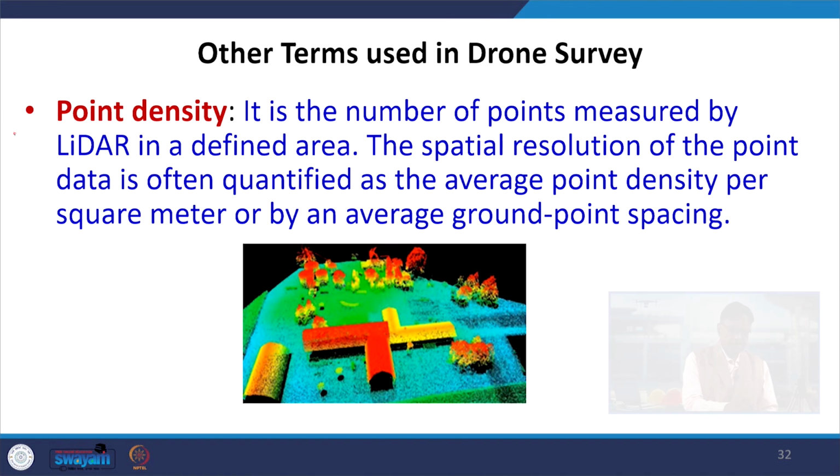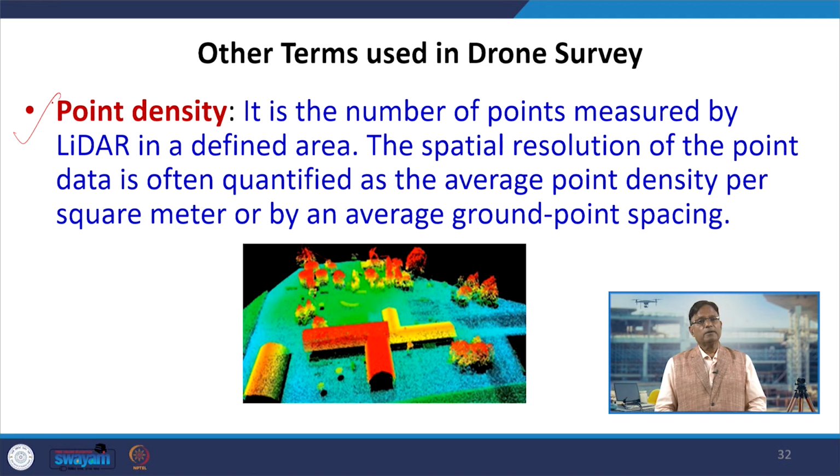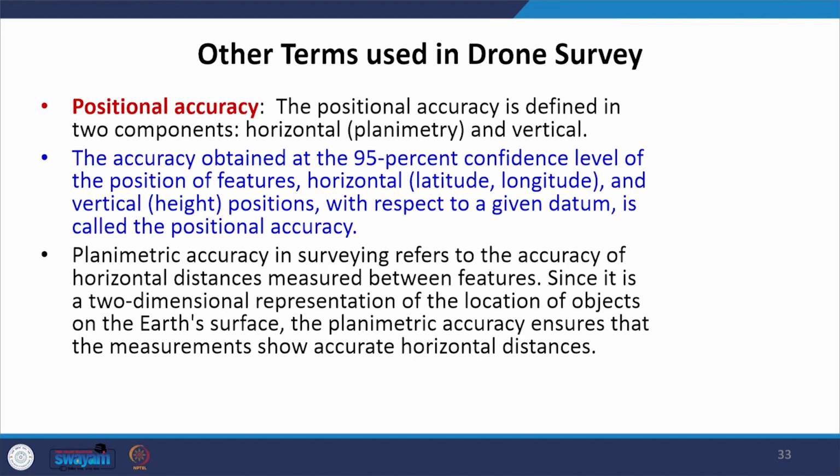Then point density is also very important. It is the number of points measured by LiDAR in a defined area, and the spatial resolution of the point data is quantified as the average point density per square meter, or in a unit area, or by an average ground point spacing. This point density is important because the resolution of the data will be determined by the point density.